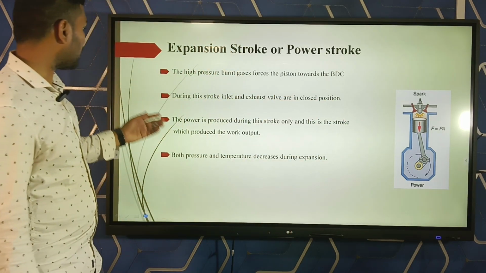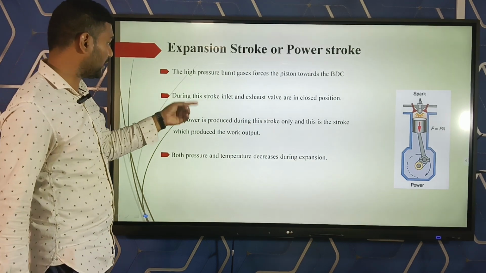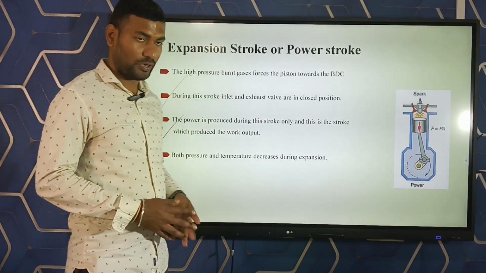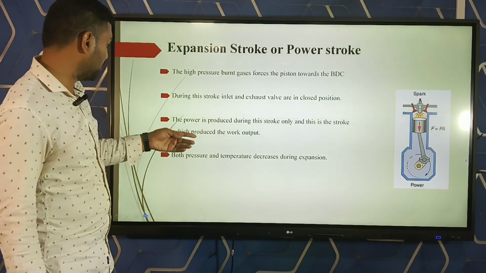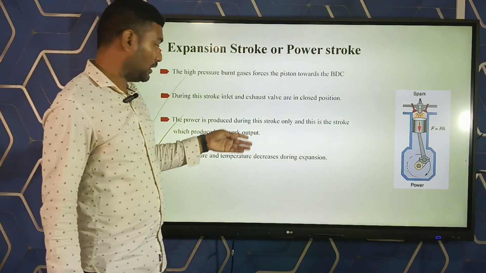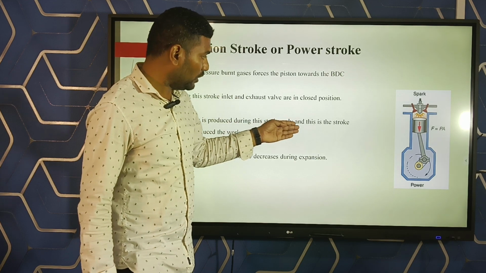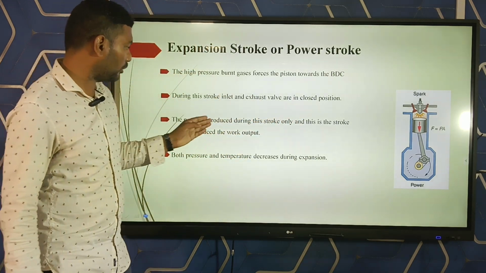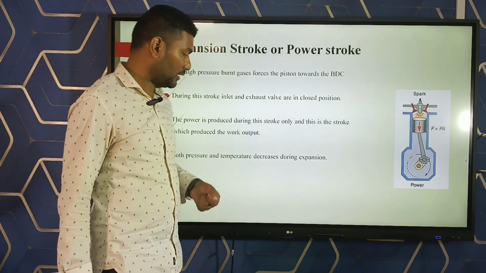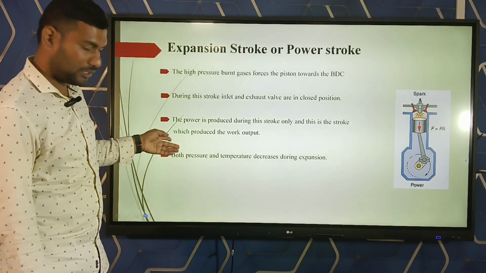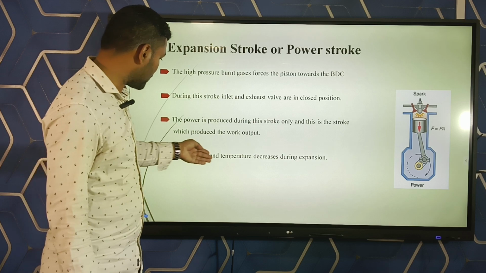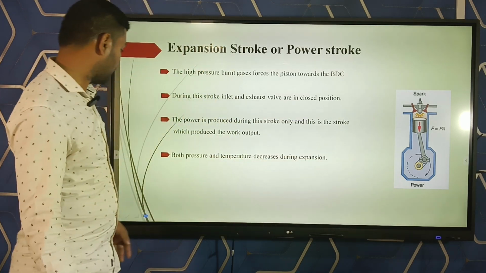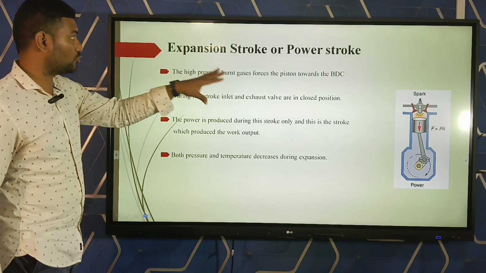The second point is during this stroke, inlet and exhaust valves are in closed position. Third point is the power is produced during this stroke only, and this is the stroke which produces the work output. The fourth point is both pressure and temperature decrease during expansion. This is your expansion stroke.